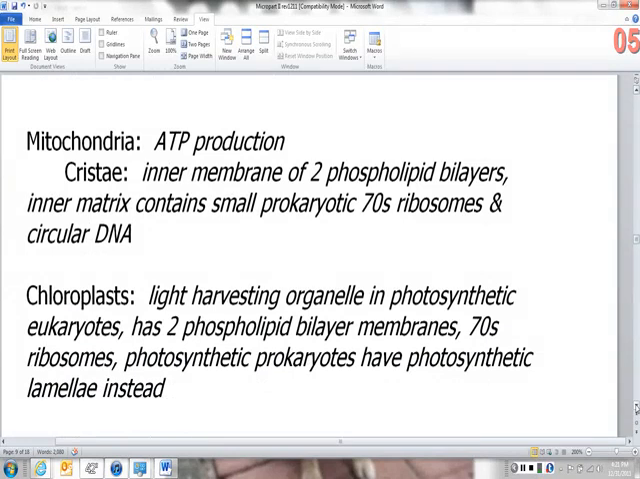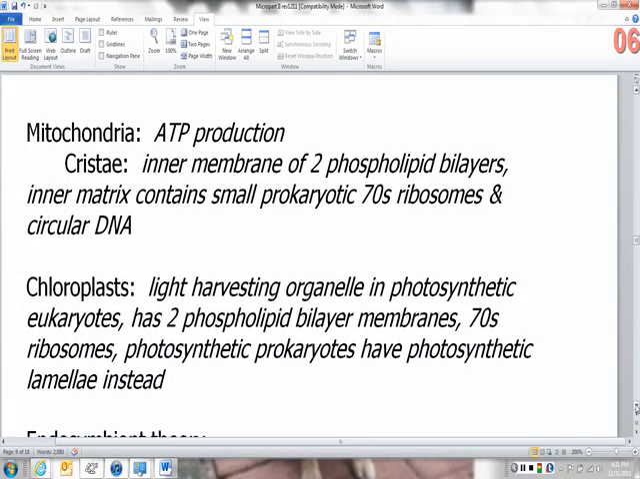Mitochondria are the organelles for ATP production. Inside is the cristae, or inner membrane, made of two phospholipid bilayers. The inner matrix contains the small prokaryotic 70S ribosomes and circular DNA. Chloroplasts are the light-harvesting organelle in photosynthetic eukaryotes. They have two phospholipid bilayer membranes and 70S ribosomes. The photosynthetic prokaryotes have photosynthetic lamellae instead.